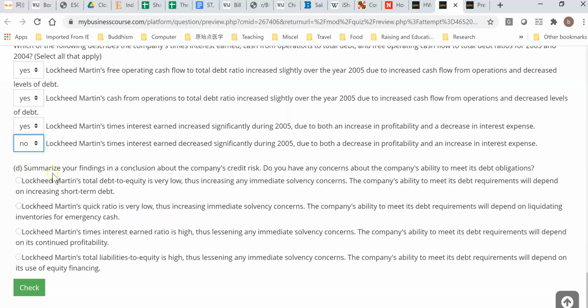So finally, summarize your findings in a conclusion about the company's credit risk. As we said, this is a sort of comprehensive example about credit risk analysis. So basically, it did many different ratios and looked at the trend, trying to infer something about the credit risk of the company from comparing those ratios across the years. Do you have any concerns about the company's ability to meet its debt obligations?